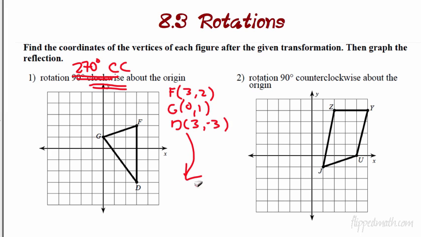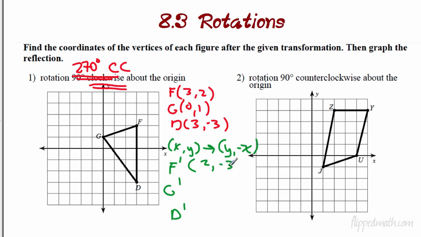I know my rule is (y, -x). So let's write our rule down. (x, y) is going to go to (y, -x). So what does that mean? Switch the coordinates, negate the second one. Negate means make the opposite. All right, so F prime, G prime, D prime. Here we go. So F prime is that. Switch it, make the second one the opposite.